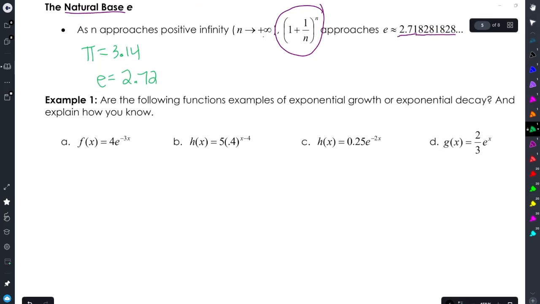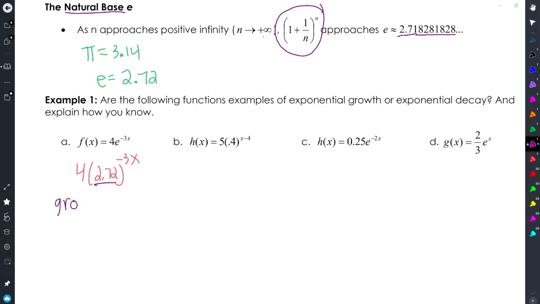So example 1, are the following functions examples of exponential growth or exponential decay, and how do you know? Okay, so again, this e is really 2.72. So this is really going to be 4 times 2.72 raised to the negative 3x power. So this is going to be growth because b is bigger than 1. This one, 0.4, that's smaller than 1. That's going to be decay because b is less than 1.